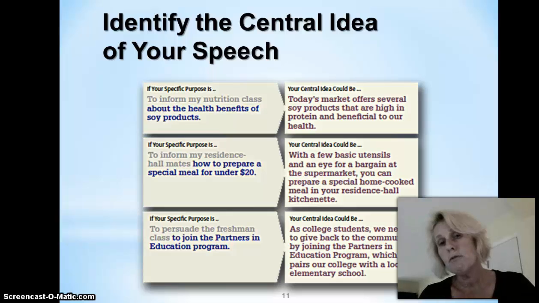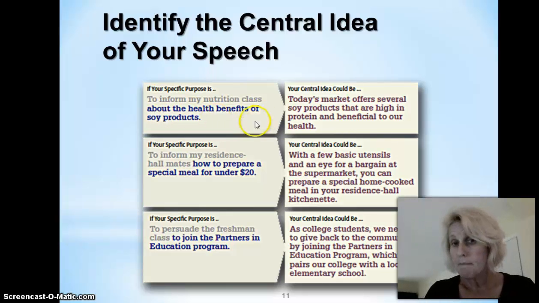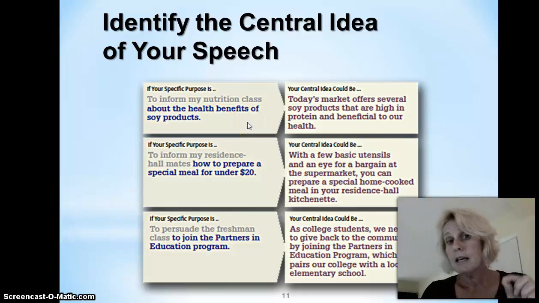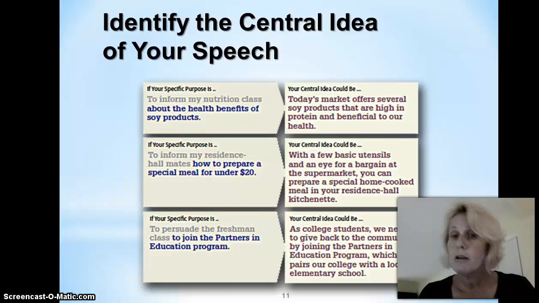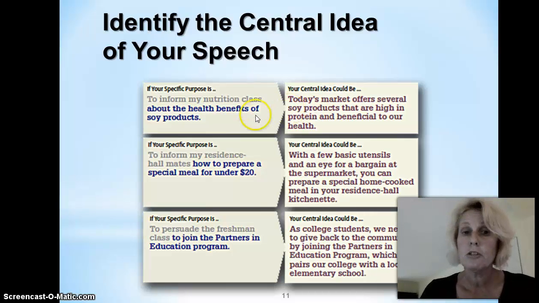So again, to review this, your central idea is your thesis statement, and in a sense you're giving the preview of what you'll be talking about in your speech.